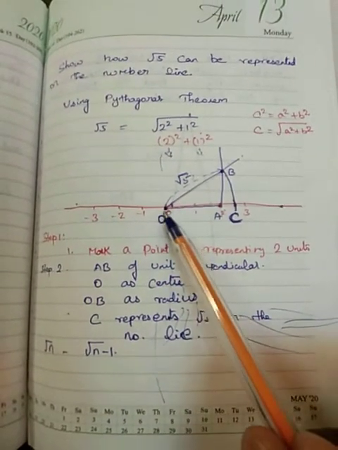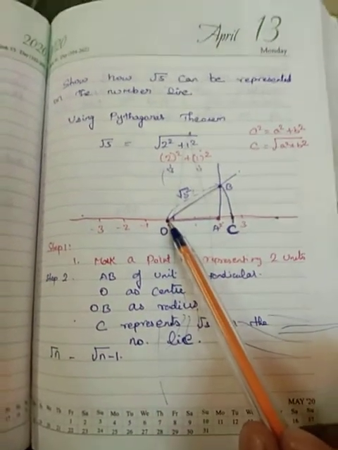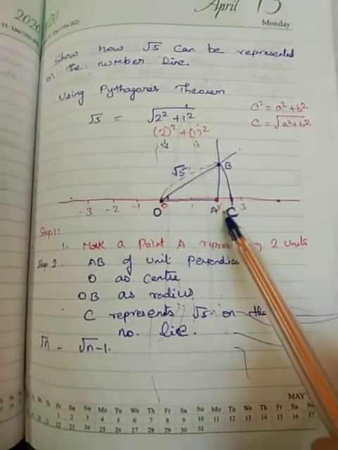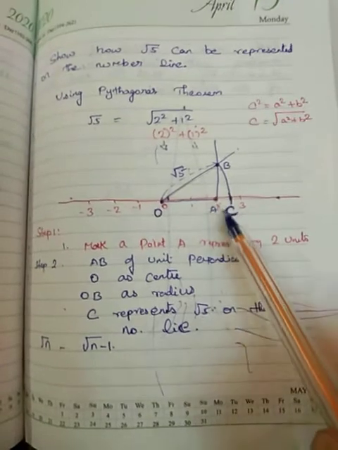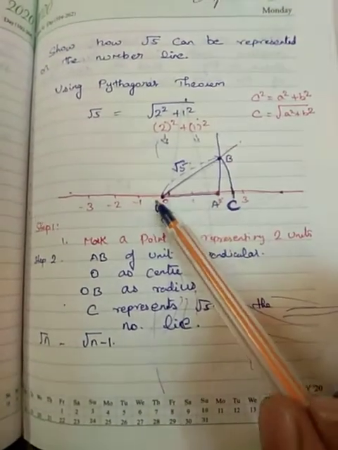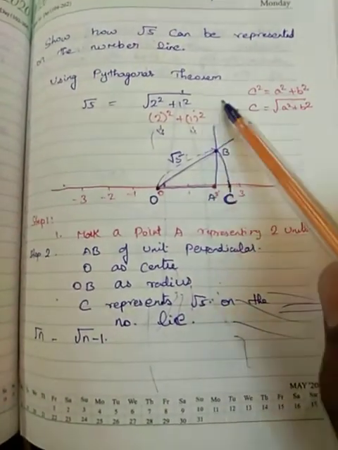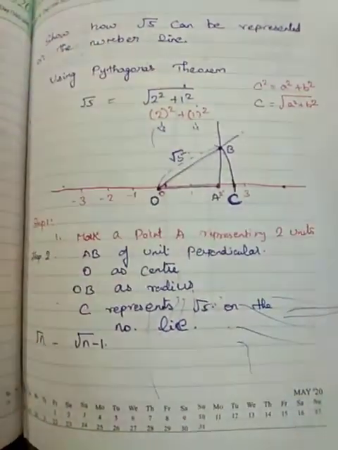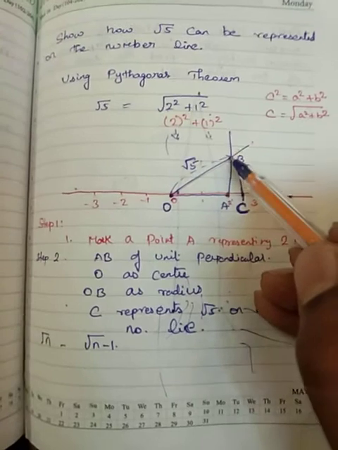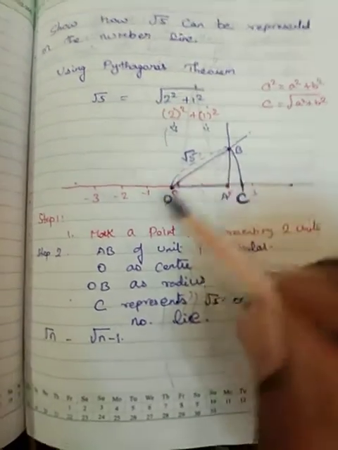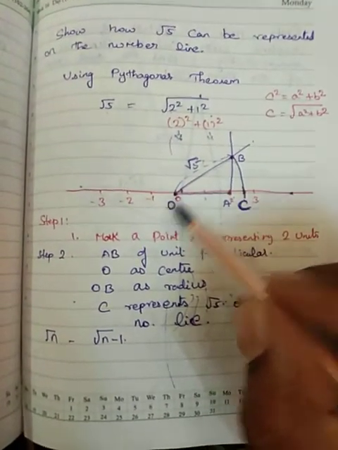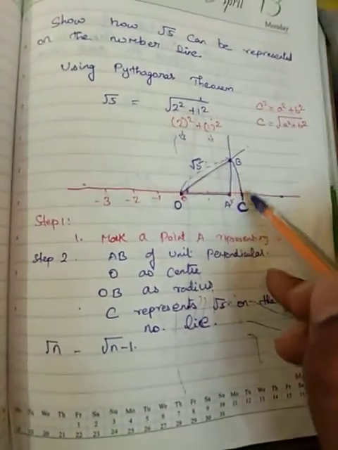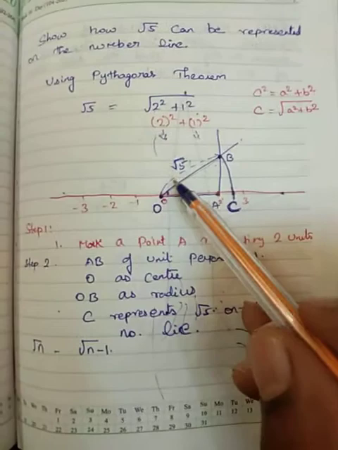Mark the point 0 as O. Take a length of 2 units. Since 2 points are available, take OA, then draw a perpendicular line of unit length at A, and join OB. This gives a certain point B. Then take OB as a radius and draw the arc to get C, which gives root 5.